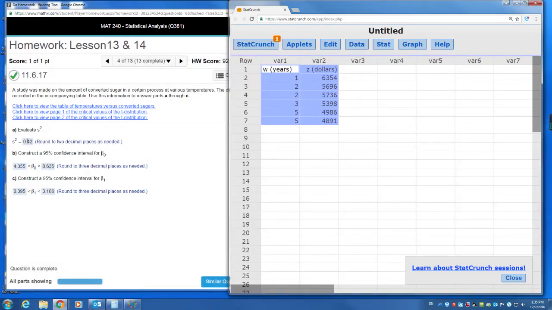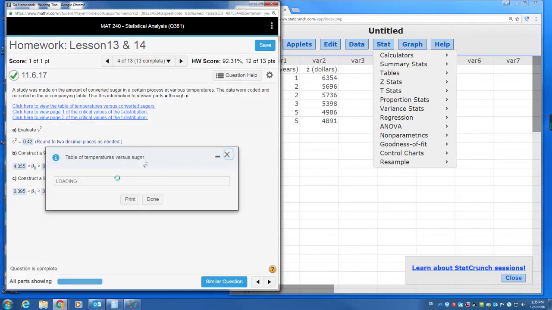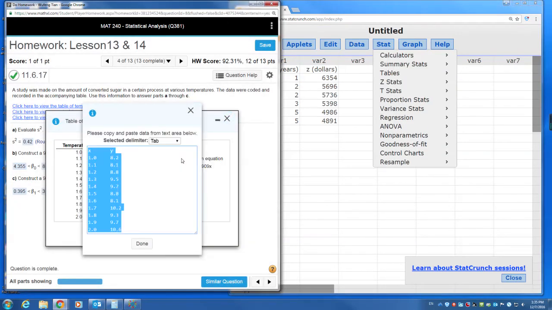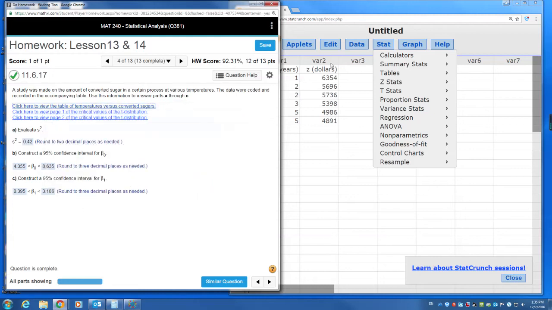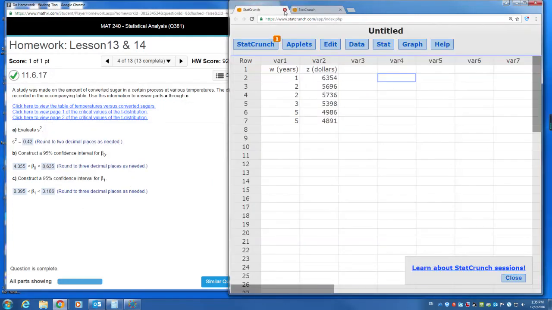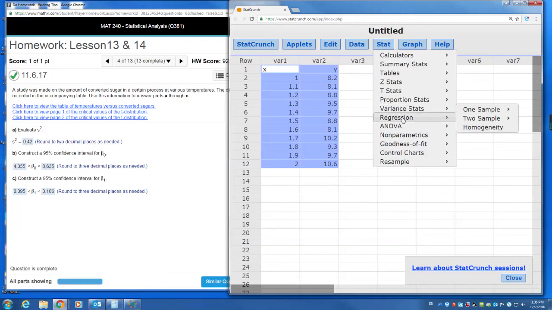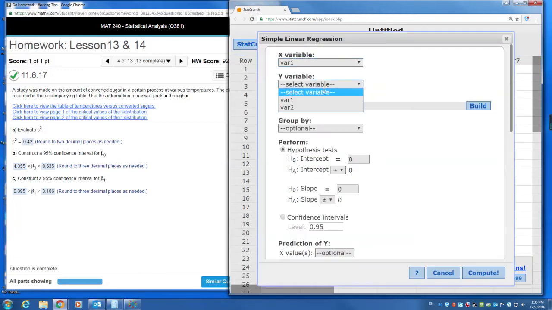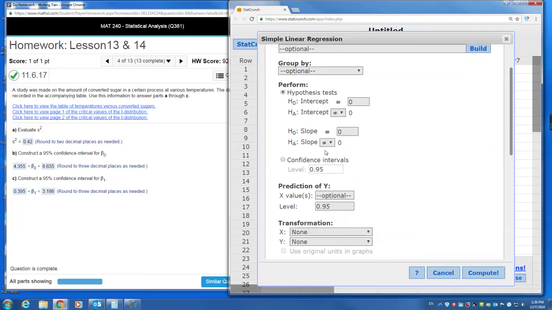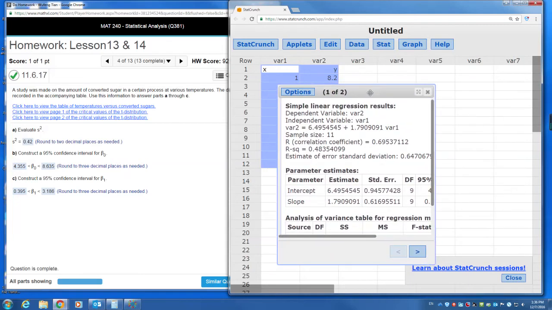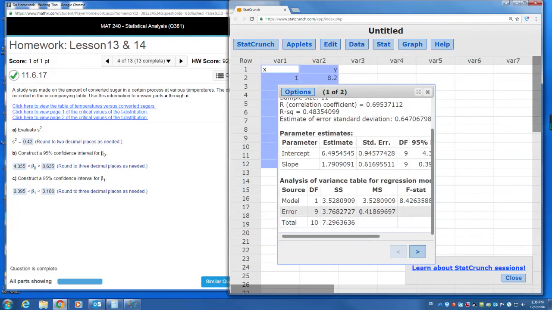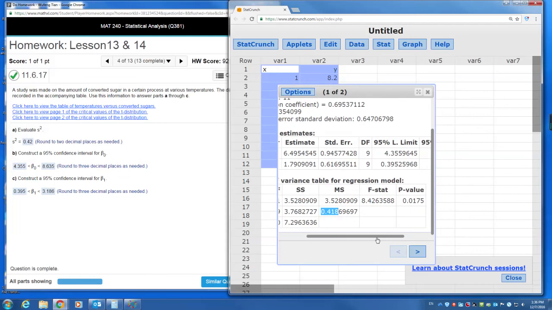And the next one is the evaluation of s squared and beta 0. What you can do is the same thing. Copy that and paste it into the new data table. And you can do StatCrunch, linear regression, simple linear, x variable 2. And then you need a confidence interval on beta 0, so click 95 percent confidence. Now you got s squared is 0.42. The error is here, 0.42. And you got beta 0, which is the intercept.